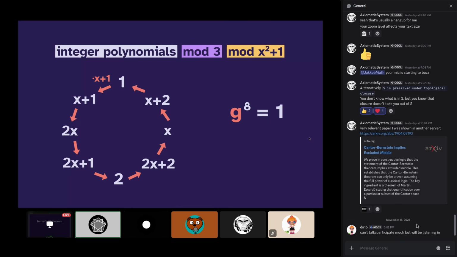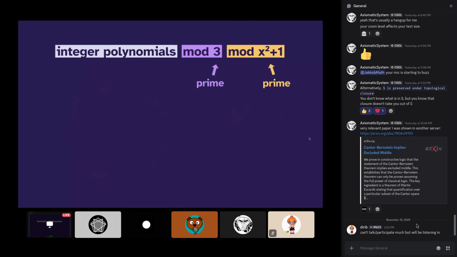In order to make this work, we need a field. And so that relies on both of these being prime. Right. If this is composite, we won't get a field because x times x is x squared, and so x won't have an inverse. And then also if we use 4, that's composite, so like 2x times 2x is 0, so 2x won't have an inverse. So there is that other case.